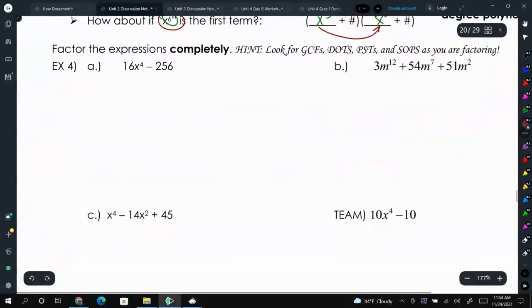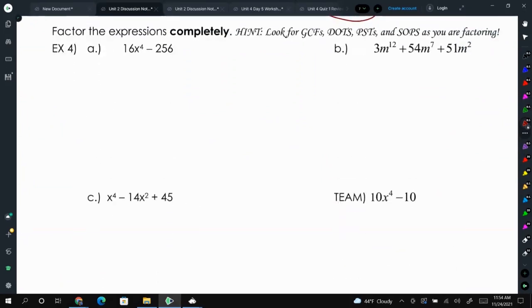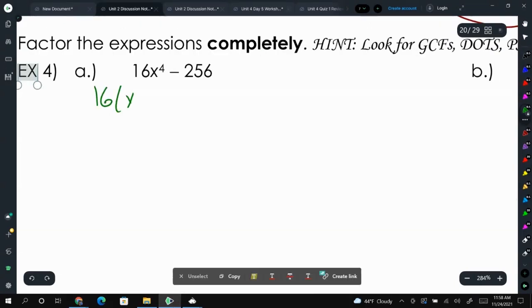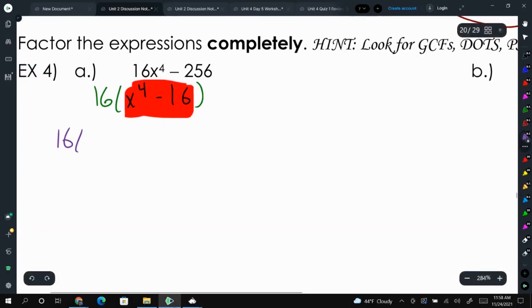So let's look at some examples. We'll do a couple of these together, and then I'll have you try some on your own. So like always, we want to look for a GCF. The GCF of example A here is 16. So I'm going to factor out a 16, and then I'm left with x to the fourth minus 16. This is actually a type of difference of squares because the square root of x to the fourth is x squared. So we can write this as x squared plus 4 times x squared minus 4.